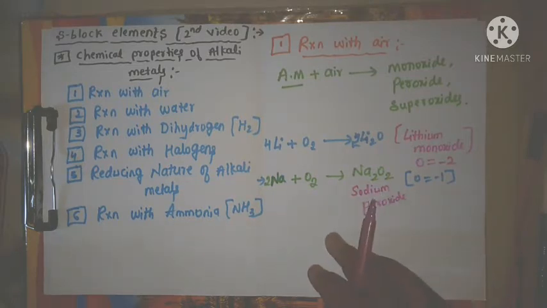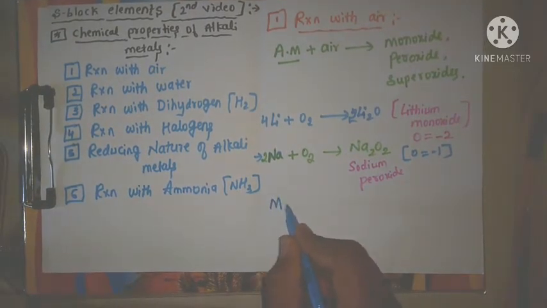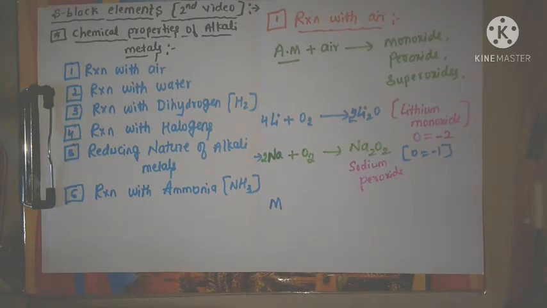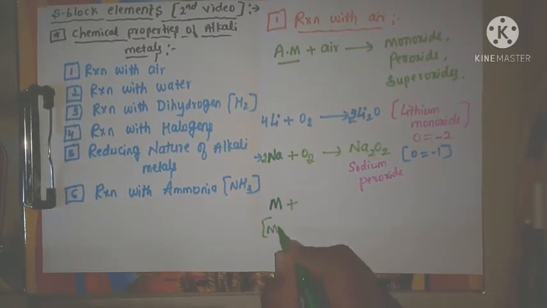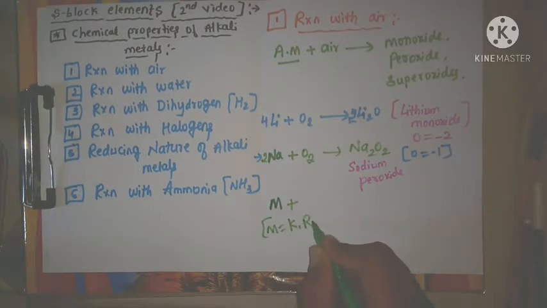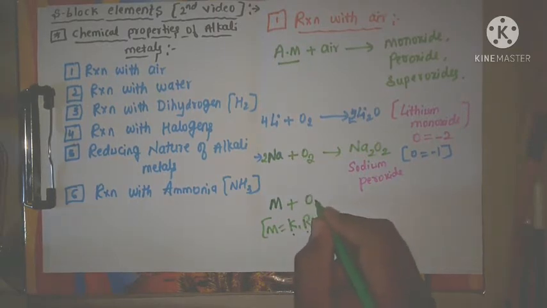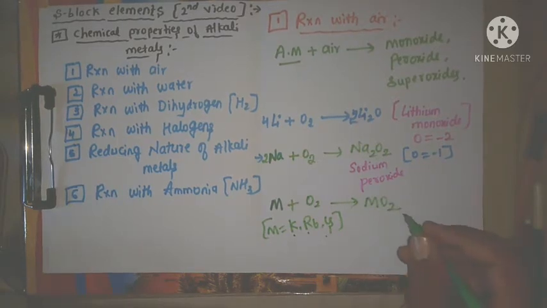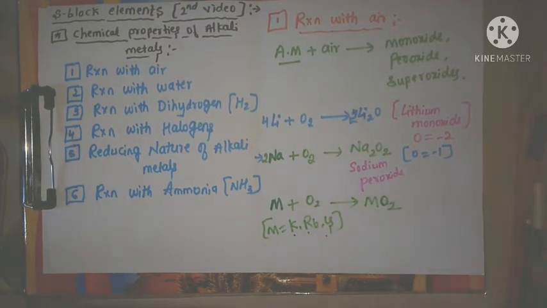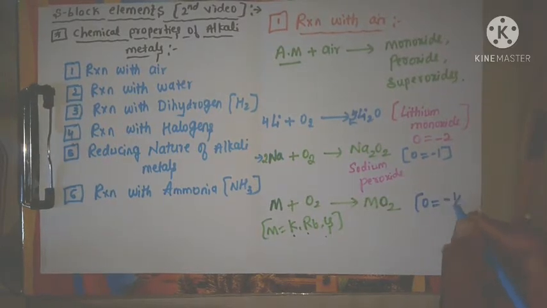Next, I am taking M here. M may be potassium, rubidium, or cesium. When it reacts with oxygen, it will form MO2. Now, if you check the oxidation state of oxygen here, it is -1/2.